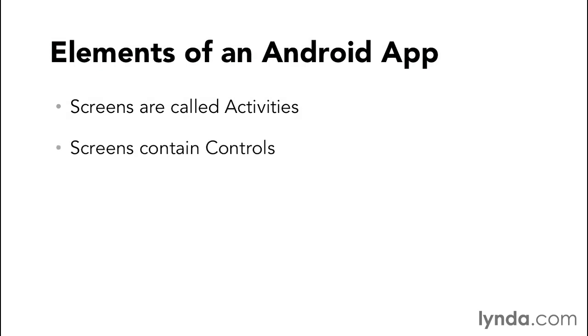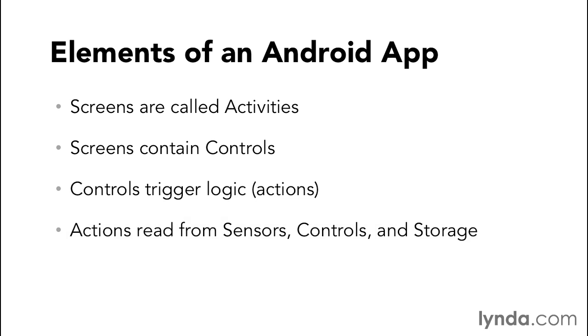Each screen, or each activity, contains a set of controls. And each control triggers some kind of logic, or actions, such as when you push a button and a sound happens, or a piece of text changes on the screen, or something changes color. Actions can also read from sensors, controls, and storage. When you create an action that responds, say, to a button, you can take a picture with the camera. You can check and see the current status of Wi-Fi. You can look to see whether a checkbox is checked, or you can read or write something from data storage on your device.